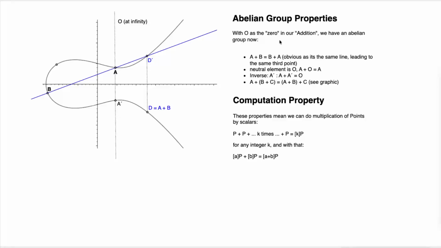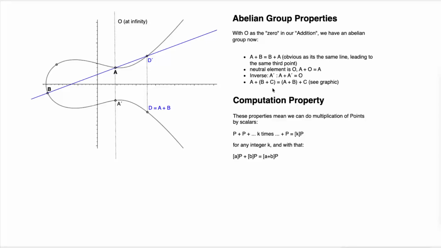Nice. Then every element in this group, except for the 0, needs an inverse, so that A plus the inverse is O. And yes, our A dash, the same as before, is the inverse, because again, if you take A and A dash, draw the line, you get to infinity. And infinity has a special case of the O at infinity. If you reflect infinity, you are still back at infinity. So this A plus A dash is the infinity.